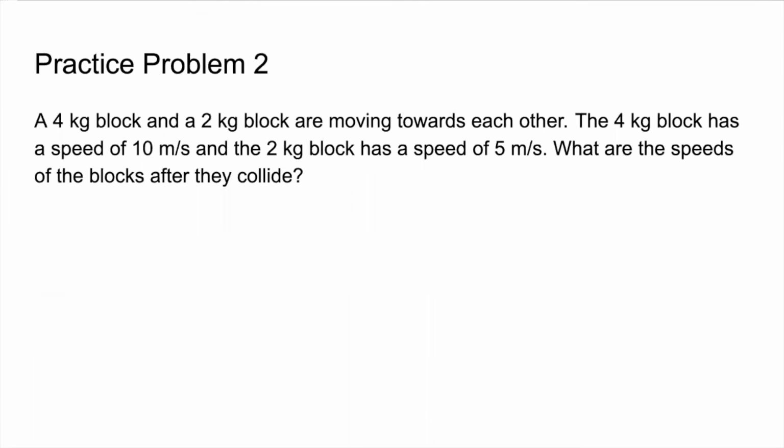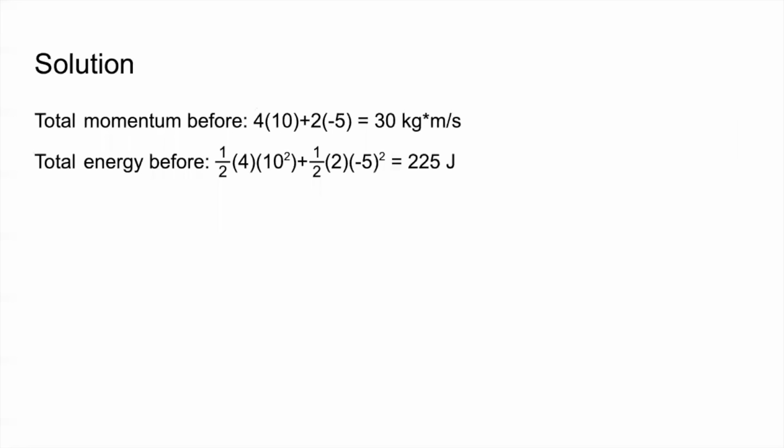Here's another practice problem. The solution will come in 3, 2, 1. So you have to be careful with the signs because the two blocks are traveling in opposite directions. So you have to set one of the velocities to negative. So you're going to get that the total momentum before is negative 30. The total energy before is 225.